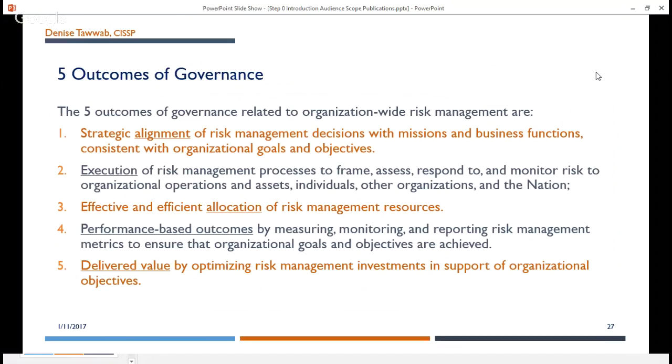Okay, five outcomes of governance. What do you get when you govern? One, you get strategic alignment of risk management decisions with your mission and business functions, consistent with your company's goals and objectives. Two, you get execution of your risk management process to frame, assess, respond to, and monitor risk. Three, you get an efficient and effective allocation of risk management resources. You allocate those dollars and the talent and the assets correctly.